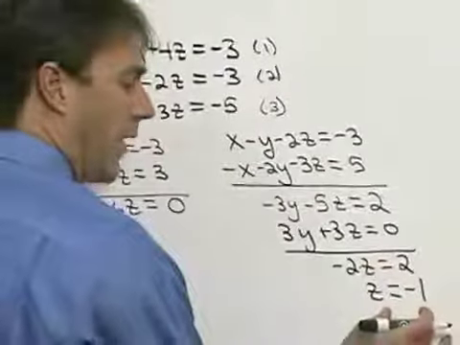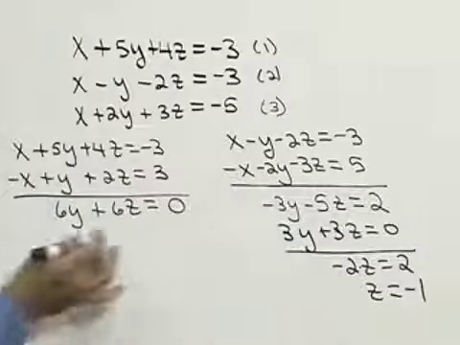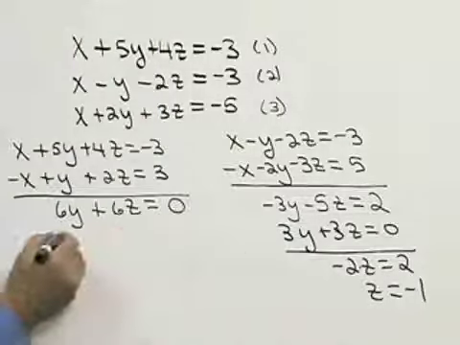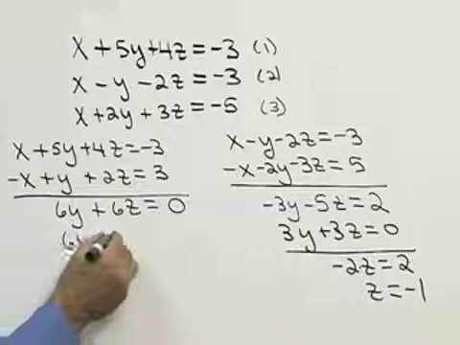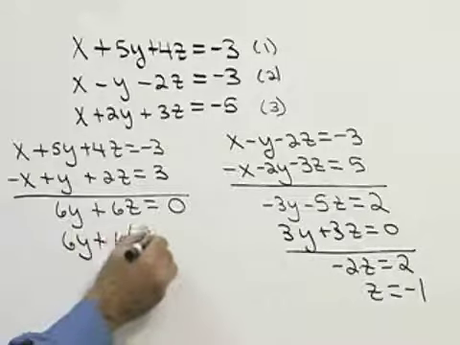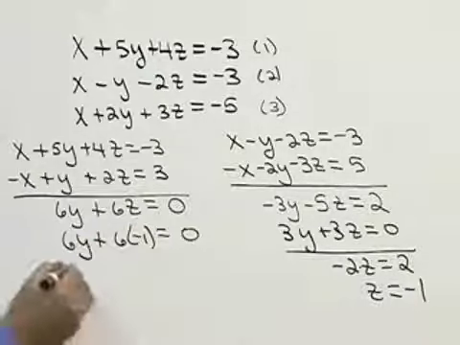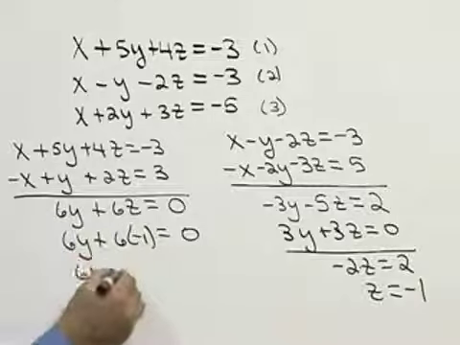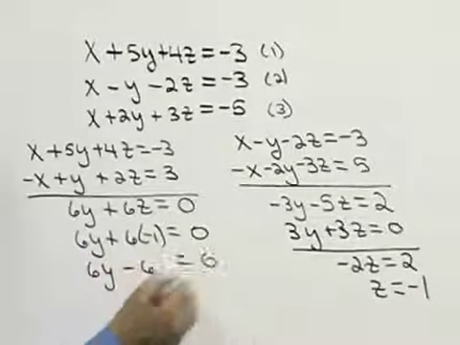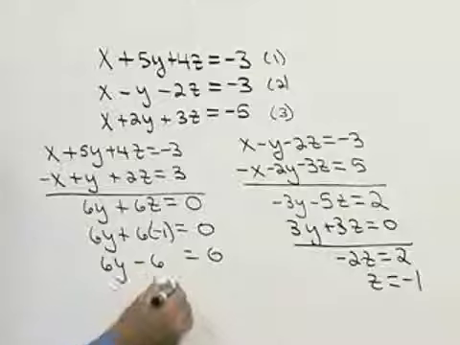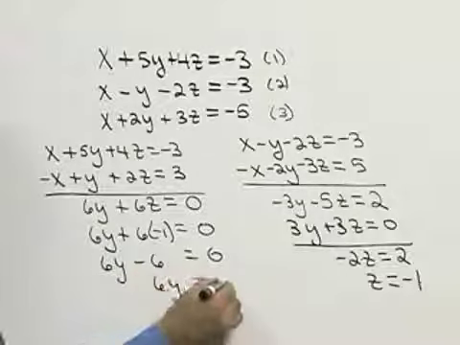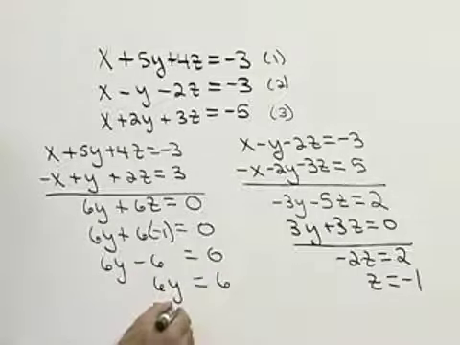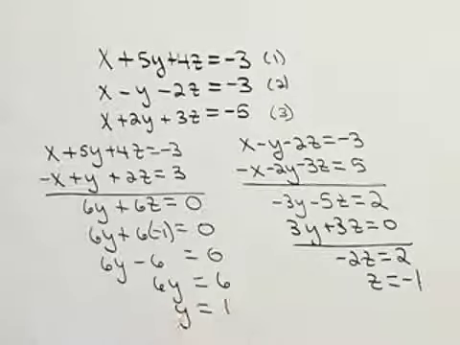Now that we have z = -1, plug that in and find y. So this will be 6y + 6 times -1 = 0. We have 6y - 6 = 0, so 6y is going to equal positive 6. Dividing both sides by 6, we get y = 1.